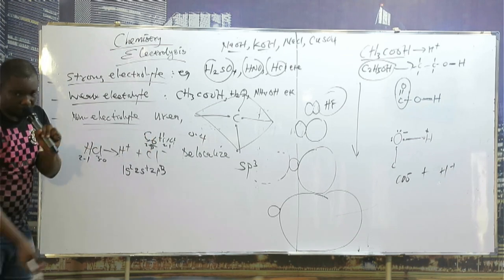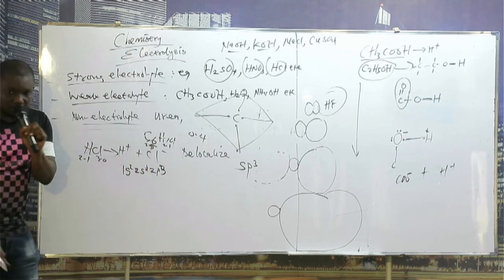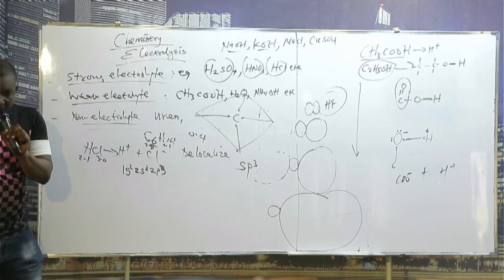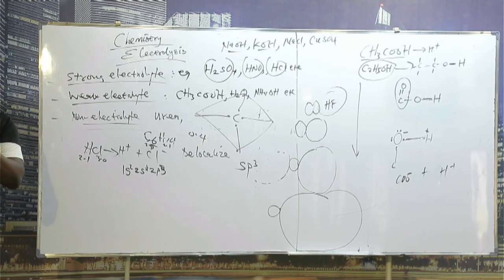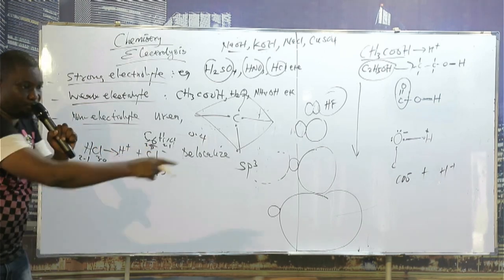How many have you used? 4. How many s do you use? 1. How many p do you use? 3. What type of bonding is there in diamond? sp3. In case you are asked what type of hybridization is in diamond, sp3. You see that all the electrons in the valency have been used up for bonding. No electrons. Delocalized is the opposite of localized. Localized means it is located. Delocalized means it is not located. It can move about.